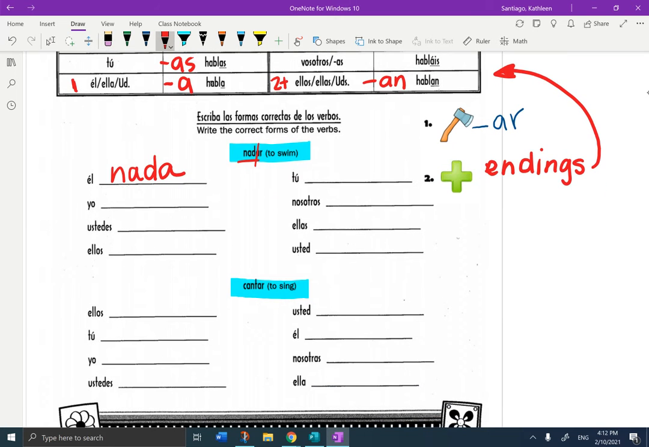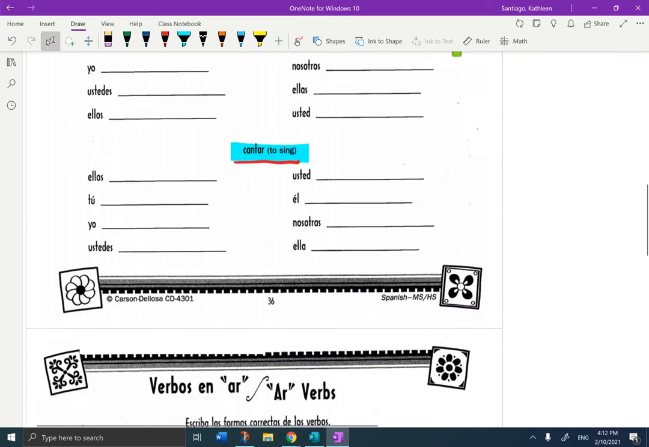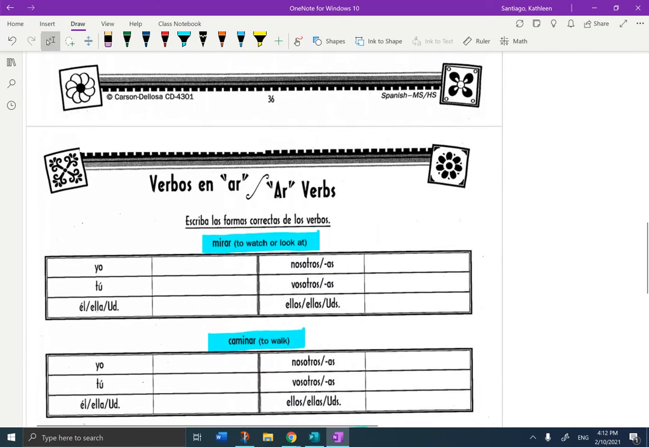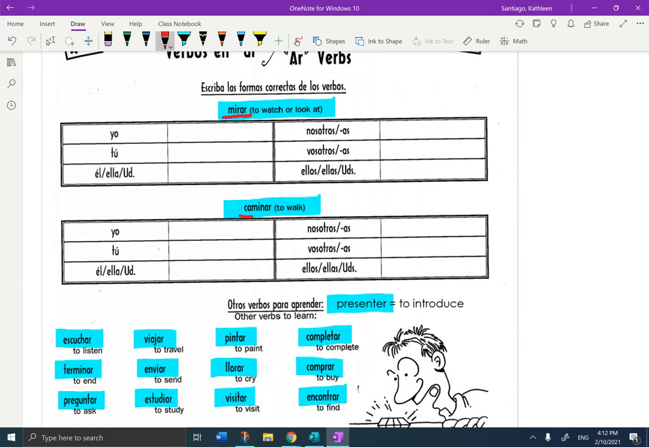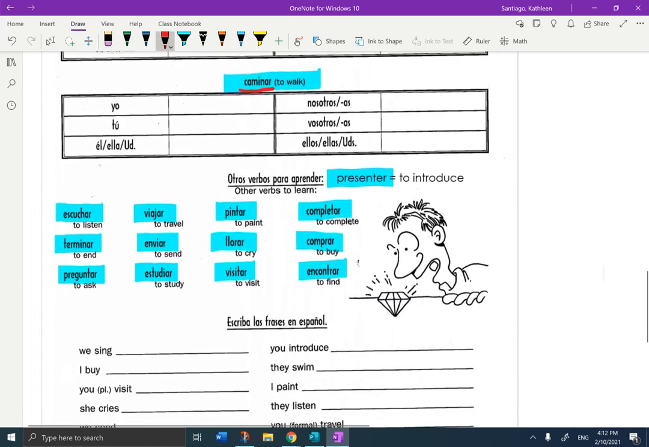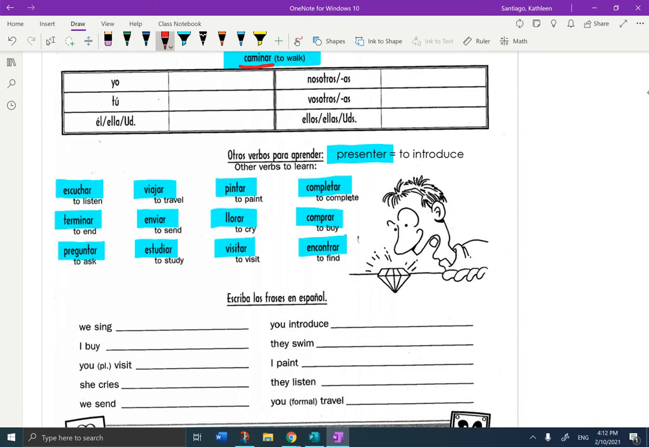Then you're going to do the same thing with cantar. Scroll to the next page, which would usually be on the back. Now you're going to do the same thing with mirar, and then caminar, and then there is a whole list of verbs: escuchar, terminar, preguntar, viajar, enviar, estudiar, pintar, llorar, visitar, completar, comprar, encontrar, and then I added presentar.